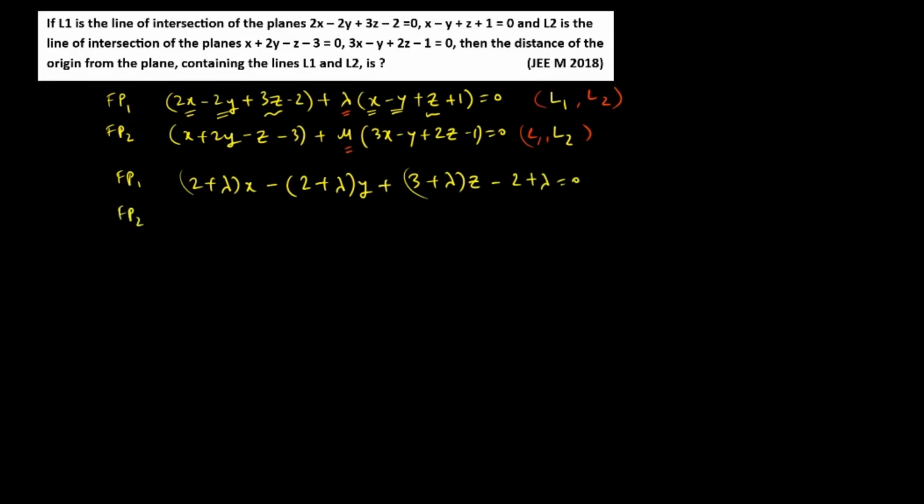Similarly, we could simplify the other family. It would be 1 plus 3 mu x plus 2 minus mu y minus 1 minus 2 mu z minus 3 minus mu equal to 0, right? And for some specific value of mu and lambda, these two equations should be the same, right? They should represent the same plane that contains both L1 and L2.